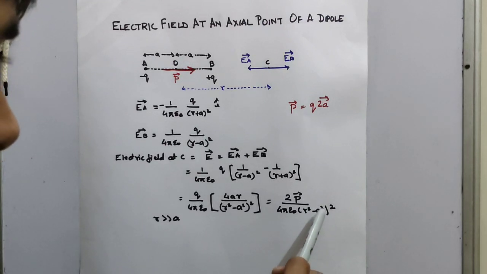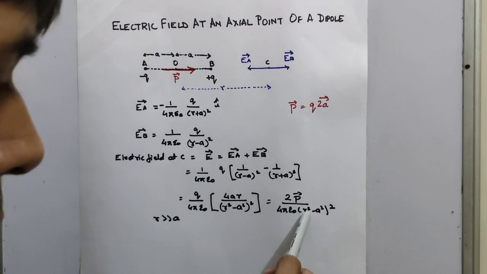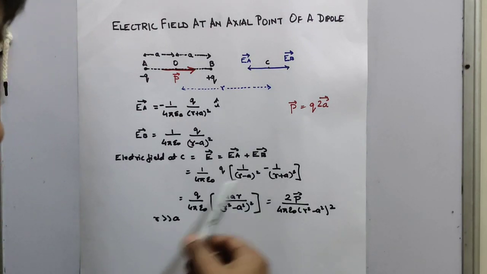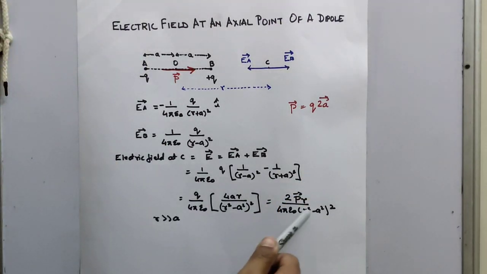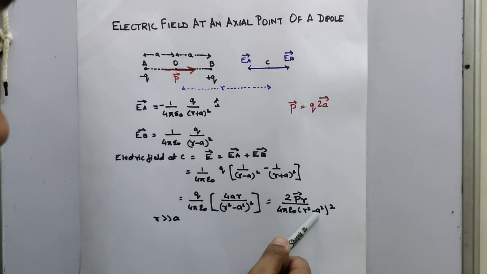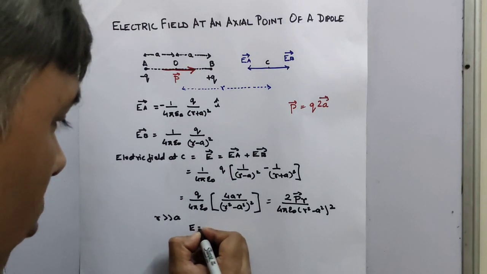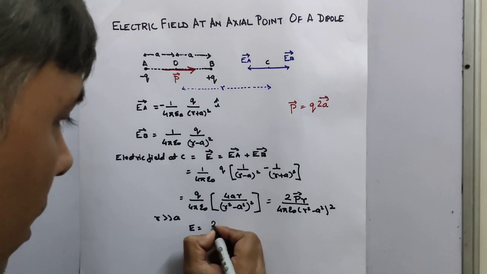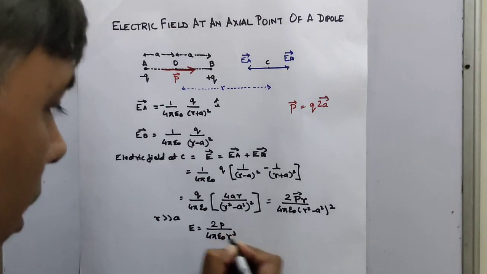So when I neglect this a square from here, I get in the denominator r to the power 4. And in the numerator, sorry, I have missed out r. So here you will have the r also. In the denominator you will have r to the power 4, and in the numerator you have 1 r. So 1 r and r to the power 4 will get cancelled out, and you will get in the denominator r cube. So the final result which you will get here is the strength of electric field E as 2p upon 4 pi epsilon naught r cube.